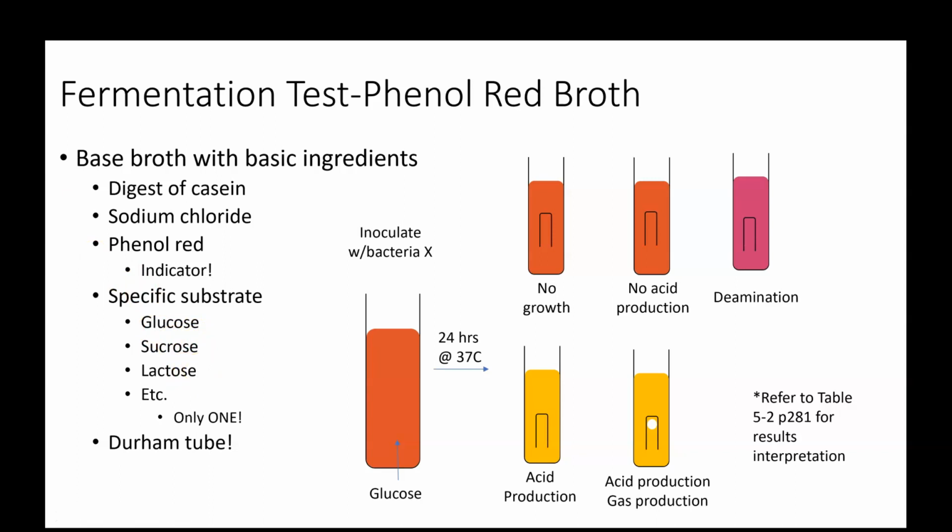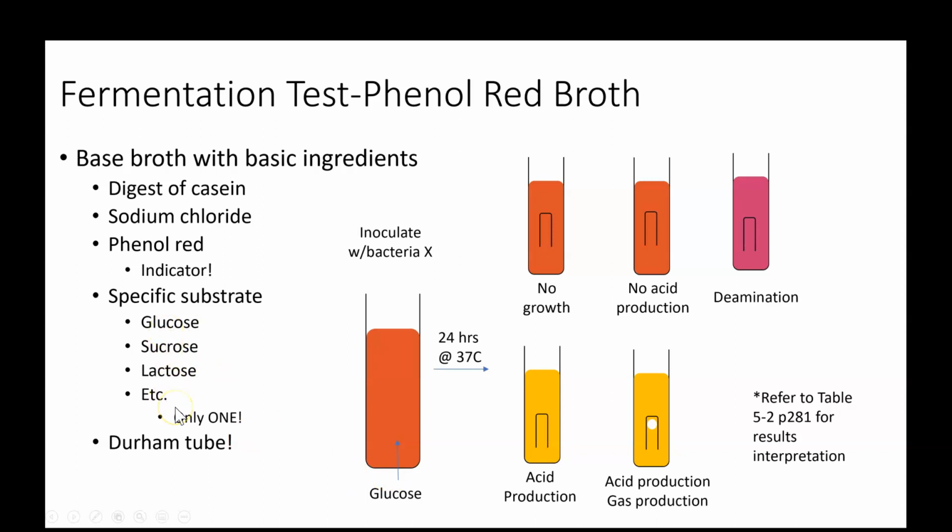And you only want to add one. If you add all 3, for example, to this tube, then you don't necessarily know which one is fermenting. So you only want to add 1 carb to your tube so that you can say, for example, if you see evidence of fermentation in this tube, you know it's specifically fermenting glucose. So in this way, we can adapt this phenol red broth to look at any carb that we choose. So we're going to add the carb to the broth itself.